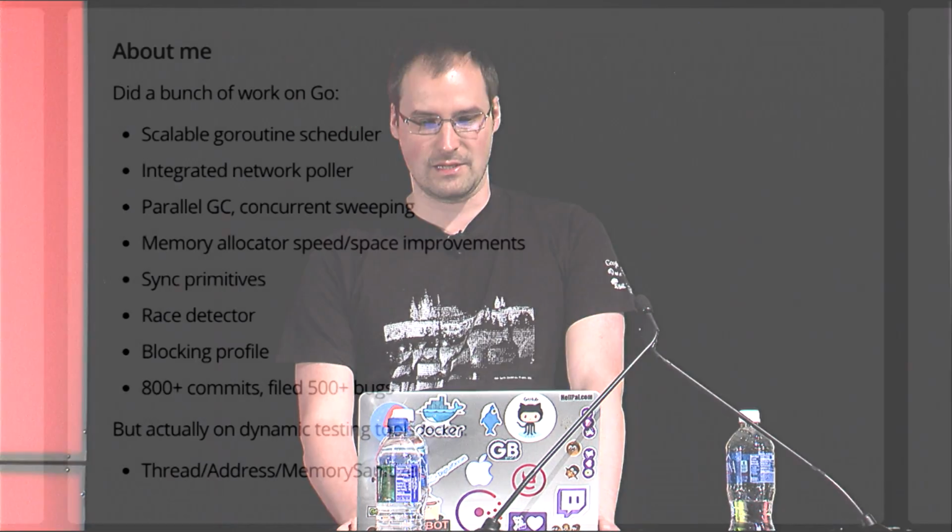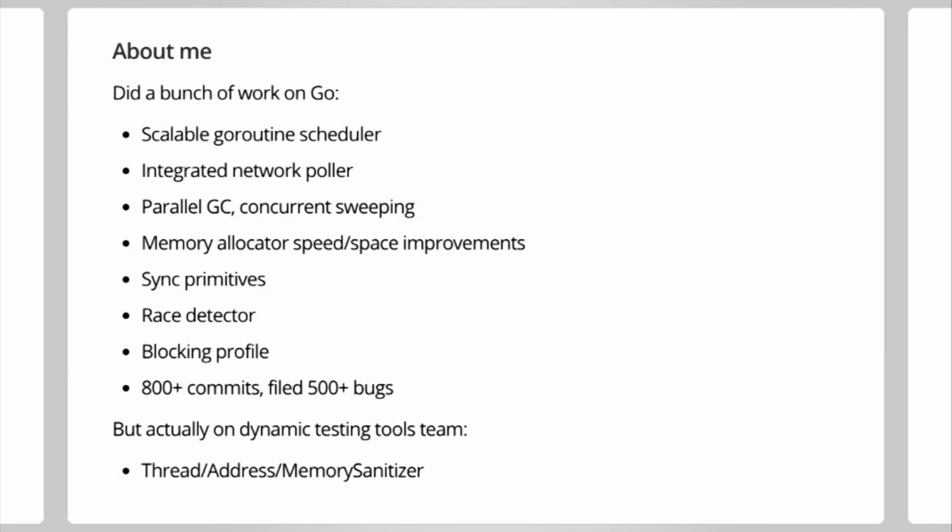I did the current scalable Go-routine scheduler, integrated network poller, parallel GC, concurrent sweeping, a bunch of memory allocator improvements. I wrote the current implementation of most of the synchronization primitives in the runtime and the standard sync package. I did the race detector, the blocking profile, and some compiler optimizations and more. In total, 800 commits and filed more than 500 bugs.